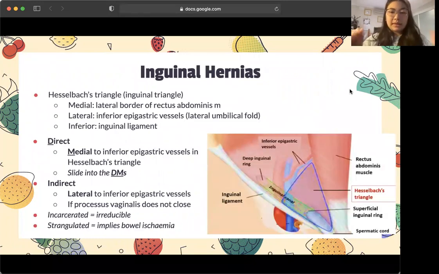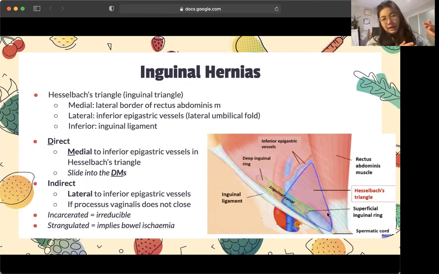So this is really important. Inguinal hernias. Hesselbach's triangle: if you know one triangle on the body, please let this be that triangle. We have three borders: a medial, lateral, and inferior border. The inguinal ligament is going to be the inferior border. If you just remember that, you'll be able to work everything else out, which means that the lateral border of rectus abdominis will be the medial border.